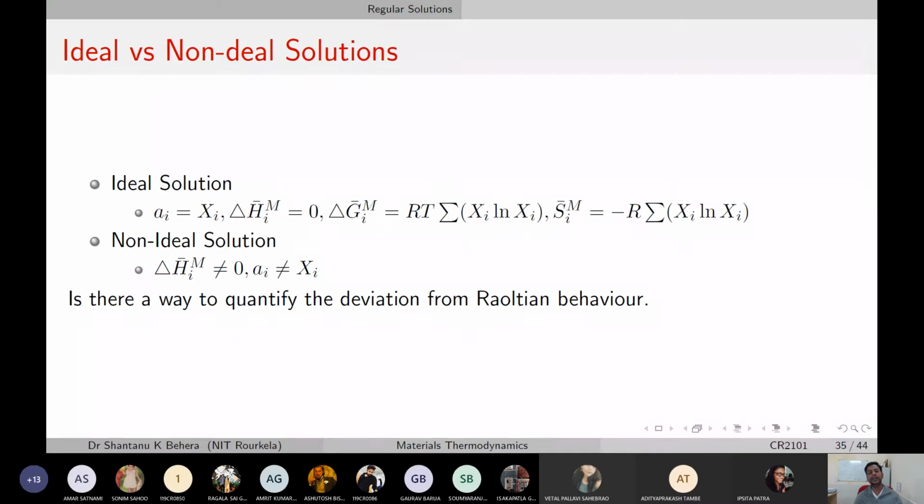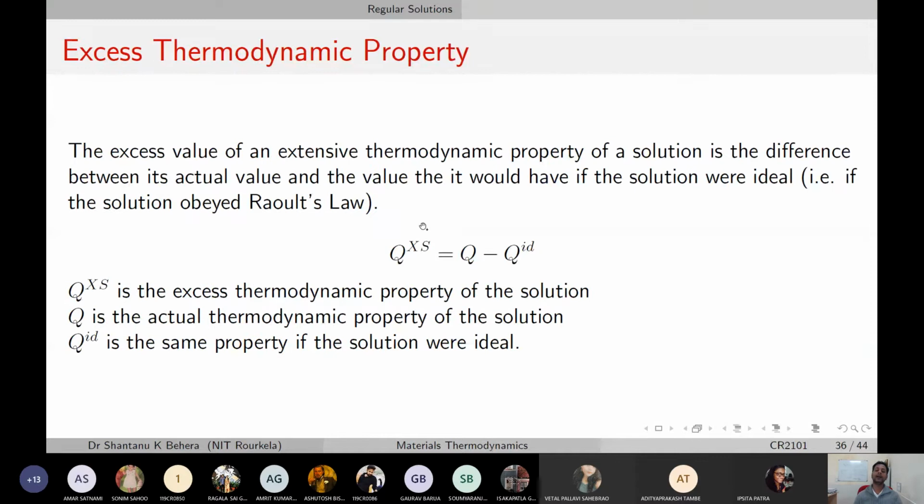So if that were to be explored further, the next thing is that if there is a deviation, can we in some ways quantify that deviation? How far will it deviate from Raoult's law? That's a challenge. And for that, we introduce a term called the regular solution model, right? Ideal solution and a regular solution model. Now, to get deeper insights, particularly in quantifying the behavior of regular solutions, one term is introduced, which is called the excess thermodynamic quantity.